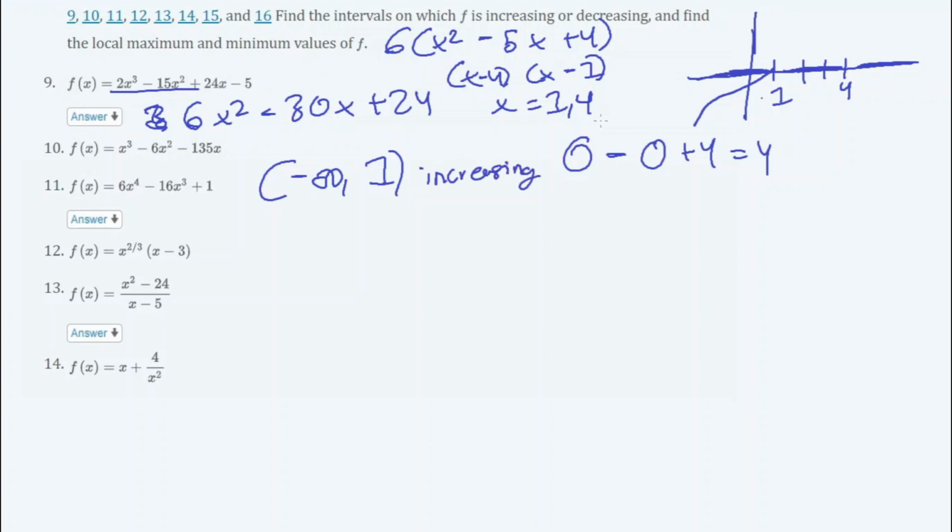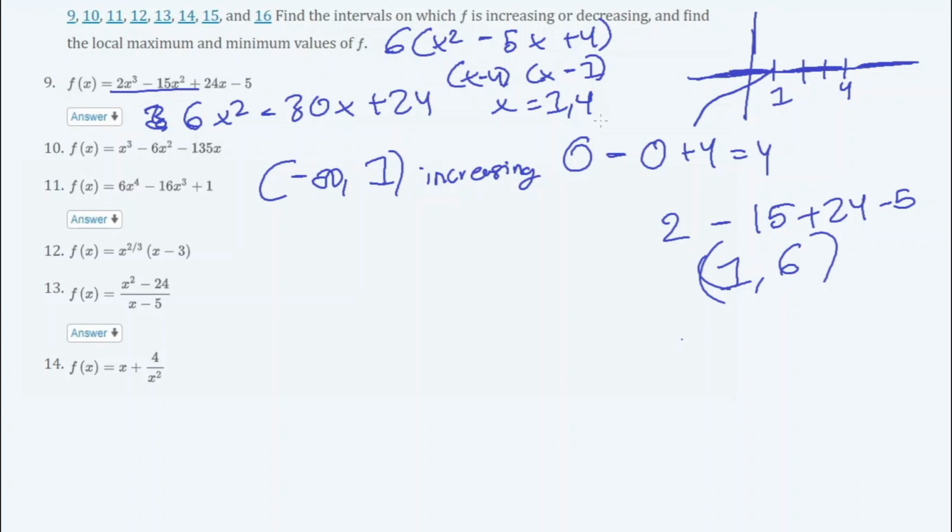And what we should also do is find the points for this. So what we could do is take x equals 1 and 4 and plug them into our original equation so we could just get the points. We plug 1 into the original equation, and we would get 2 times 1 to the third power, which is 2, minus 15 times x squared, which is just 15, plus 24, minus 5. If we simplify that, we're going to have 26 minus 20, which is going to be 6. So our first point is going to be 1, comma 6.